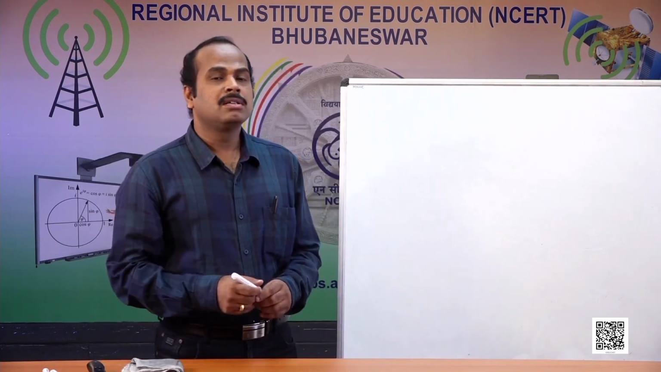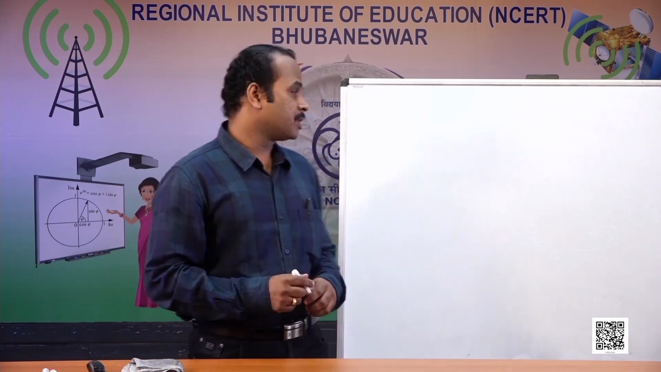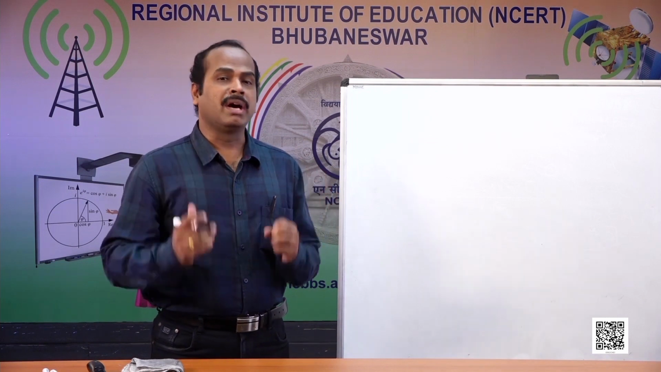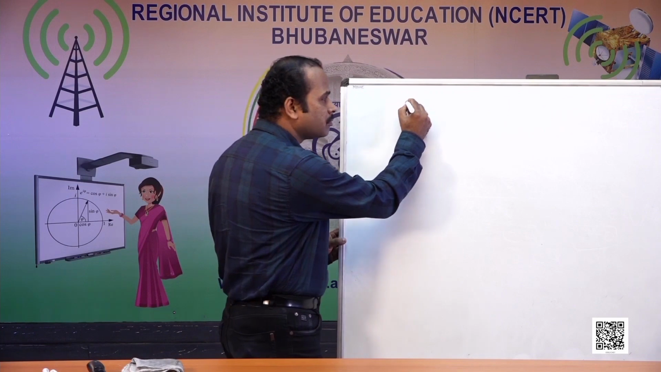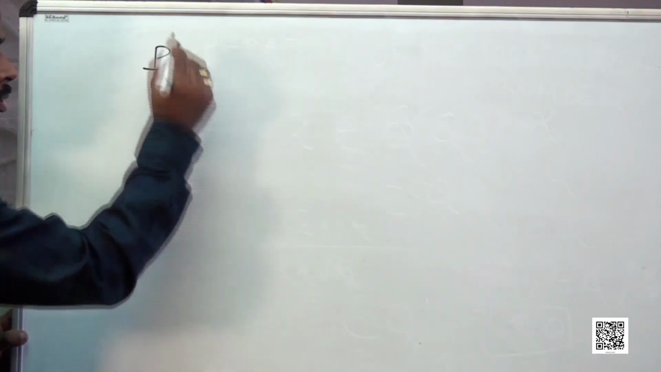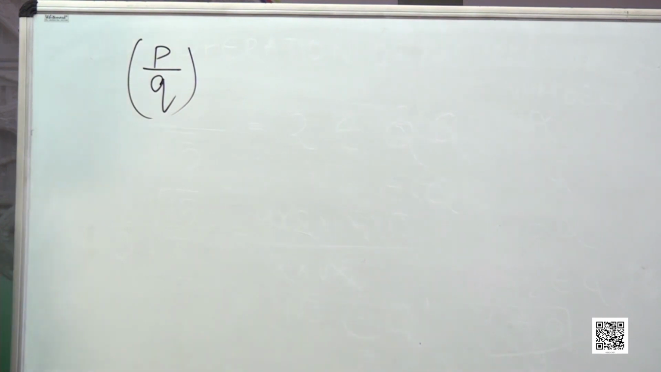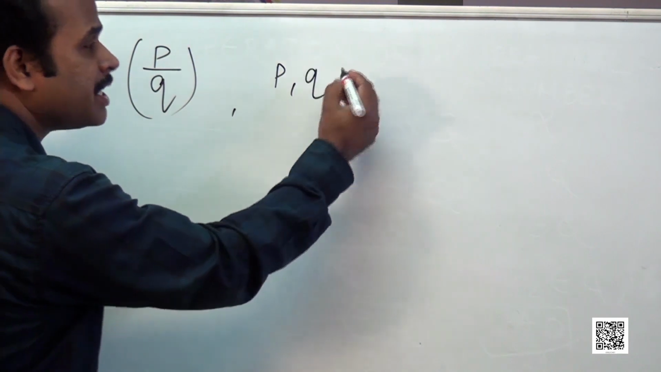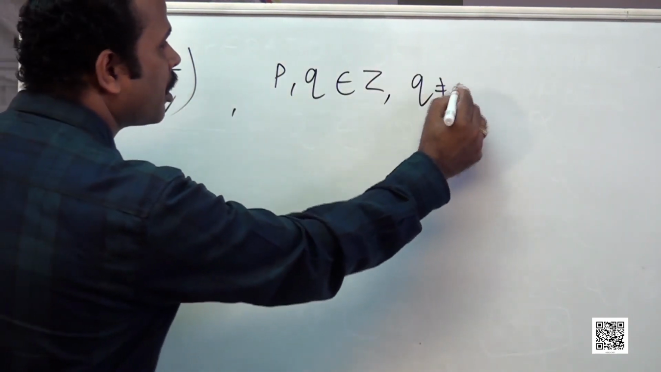So let us find more operations on rational and irrational numbers. Whenever we write a number in rational form, generally we write in p by q form. Suppose it is p and q. It is called rational form. So in the rational number case, we declare this p and q are integers, and q is not equal to 0.